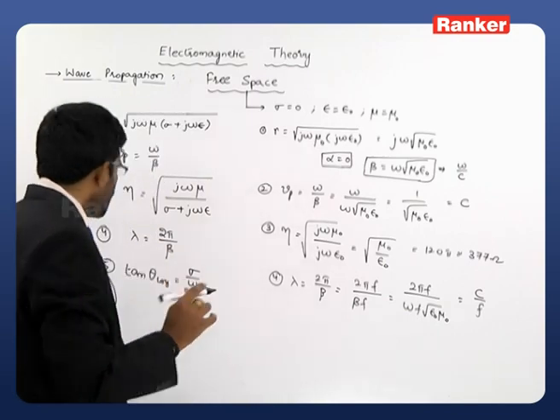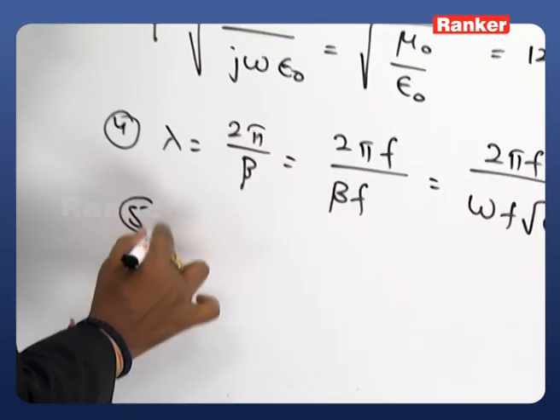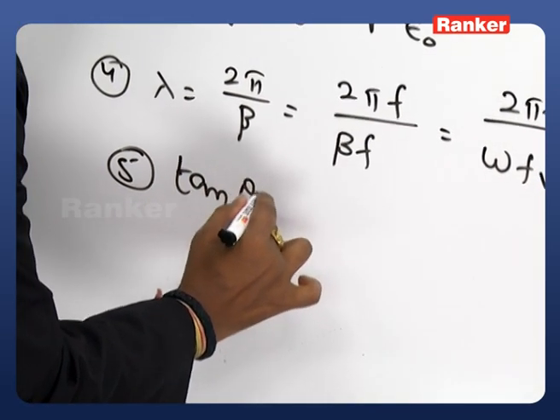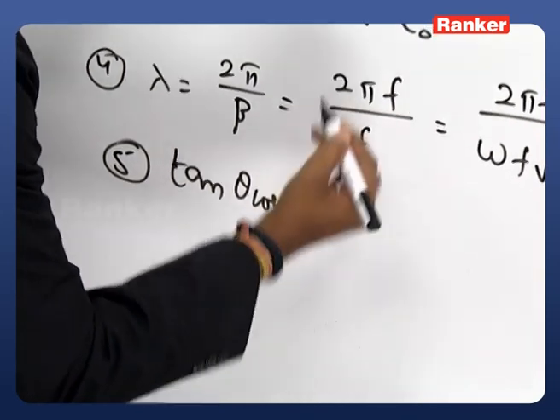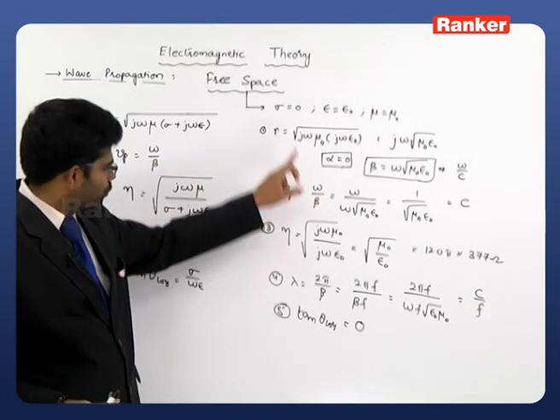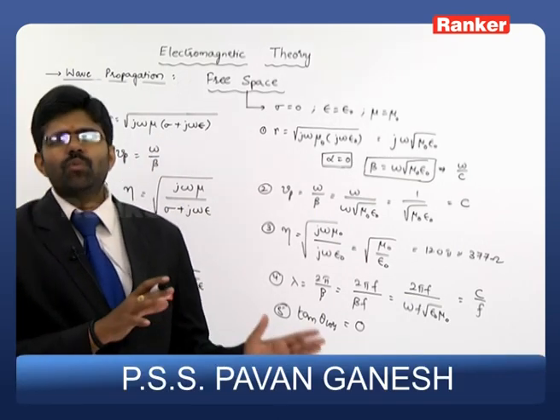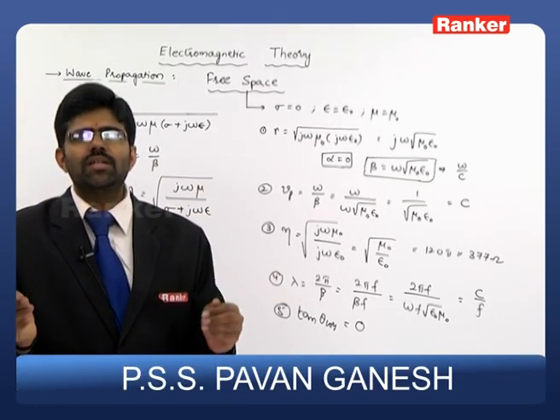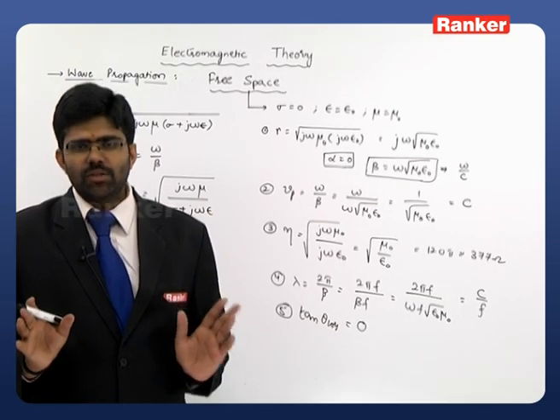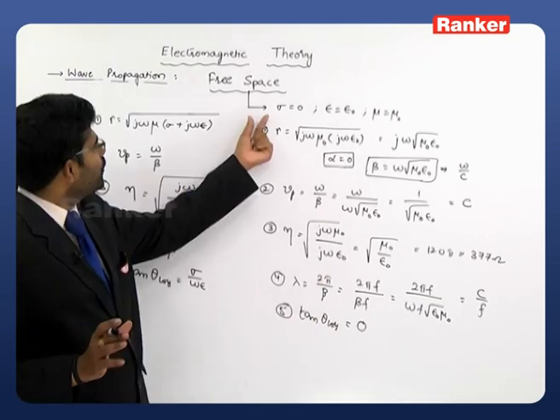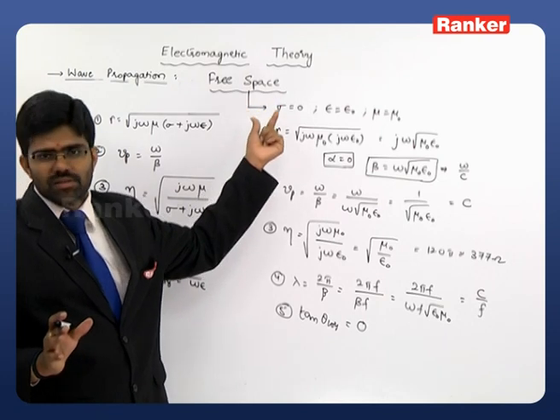And the final one, loss tangent. The loss tangent tan theta is simply 0, since sigma is equal to 0. The loss tangent 0 means a very, very low loss, almost zero loss will be there. So these are the characteristics of our wave which is traveling in free space, right?